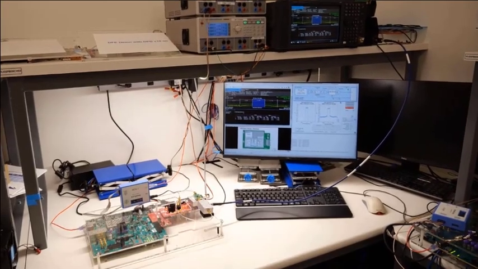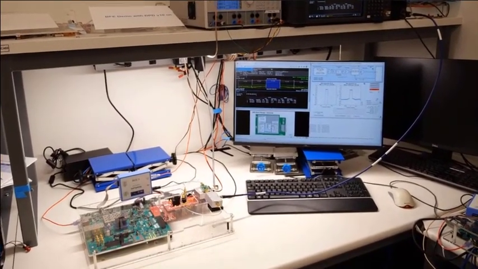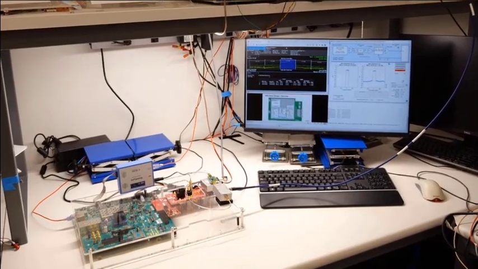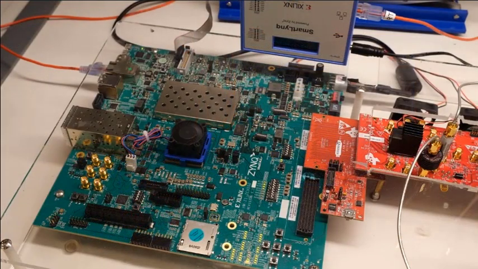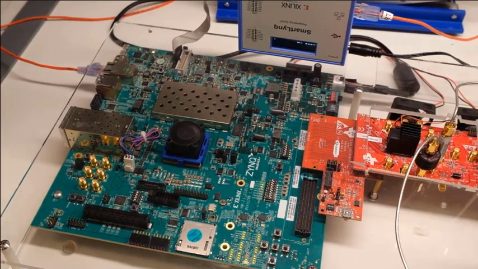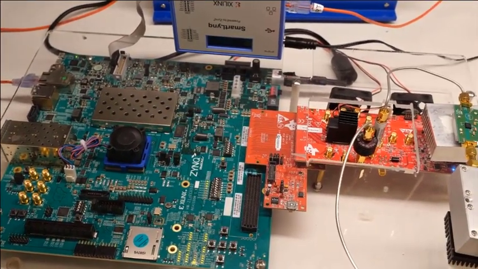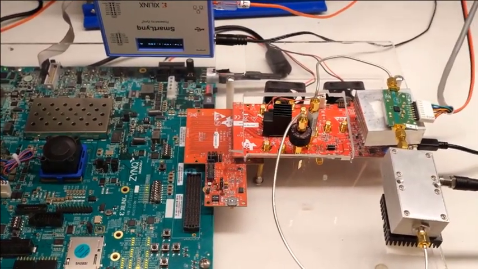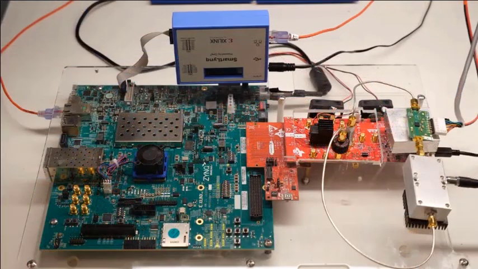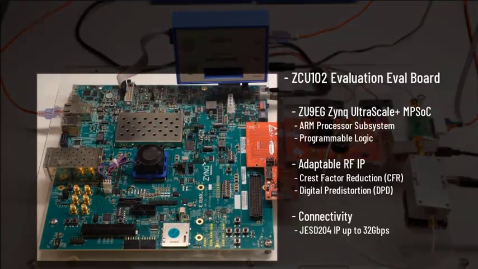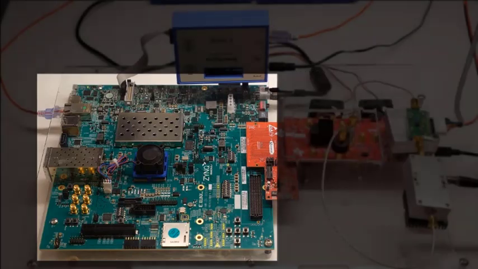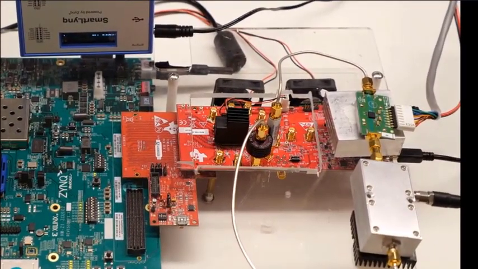So this is the bench setup for our demo today. We can see the evaluation board, the CCU102, and the RF transceiver board from Texas Instruments, along with the power amplifier from Skyworks. So this is the CCU102 board. The Zynq UltraScale+ MPSoC will host the RF IP for CFR and DPD, and also the connectivity IP to the transceiver.